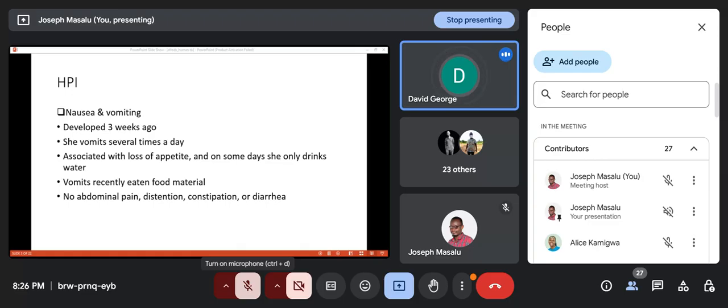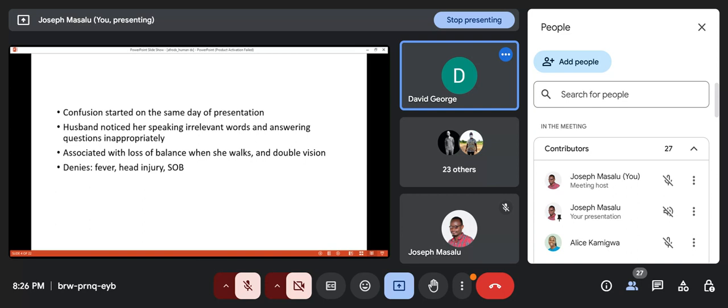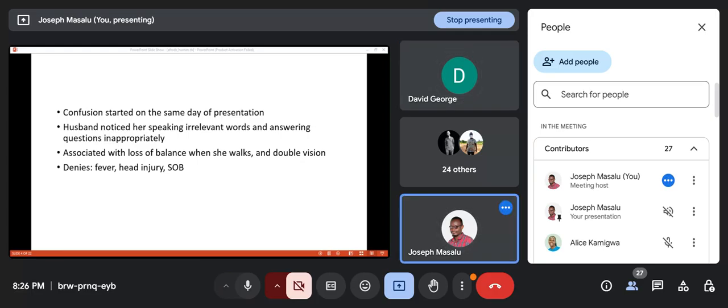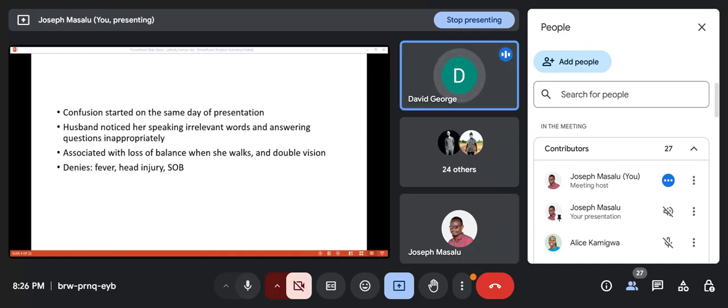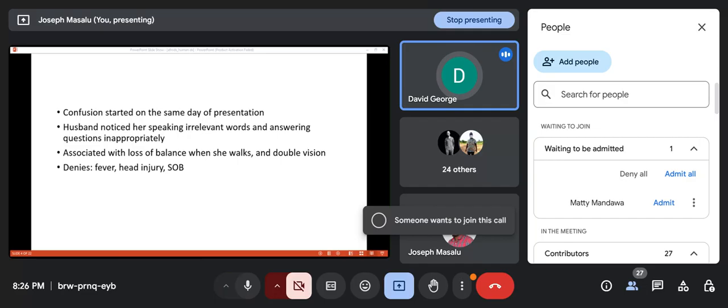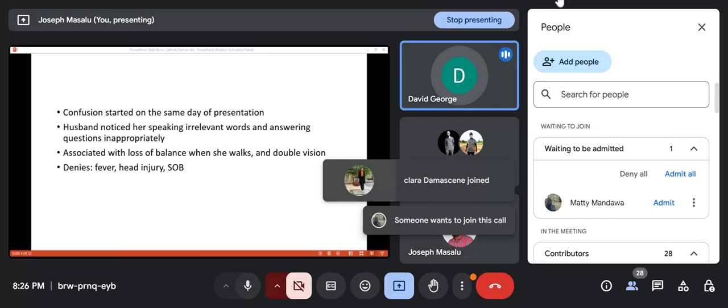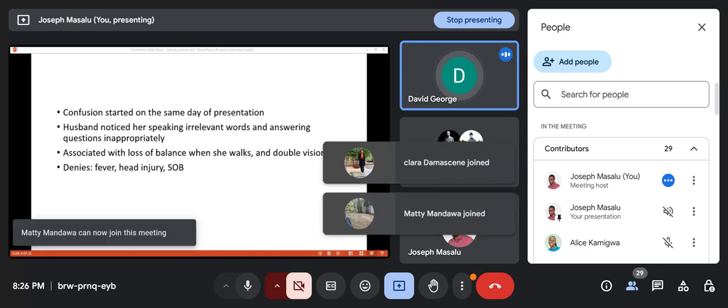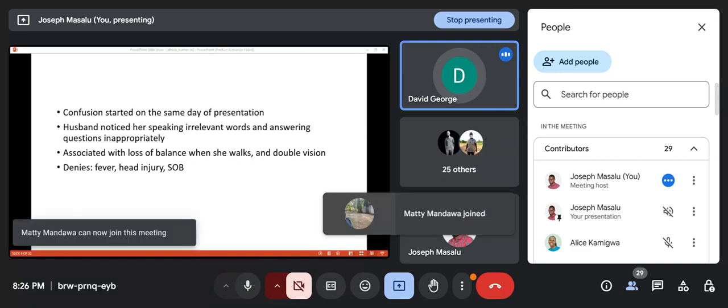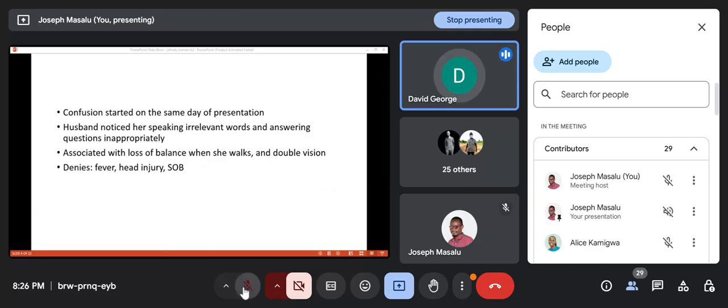Now, can I see the confusion? Okay, so with the confusion, we see that it started on the same day of presentation. Now, I'm not sure if the same day of presentation means 3 weeks ago or when the patient presented to the health facility. But I think it's when the patient presented to the health facility, so that's 3 weeks after the onset of nausea and vomiting. The patient presents with confusion, speaking irrelevant words, answering questions inappropriately, and loss of balance when she walks, and there is double vision, but there is no fever, no head injury, no shortness of breath.